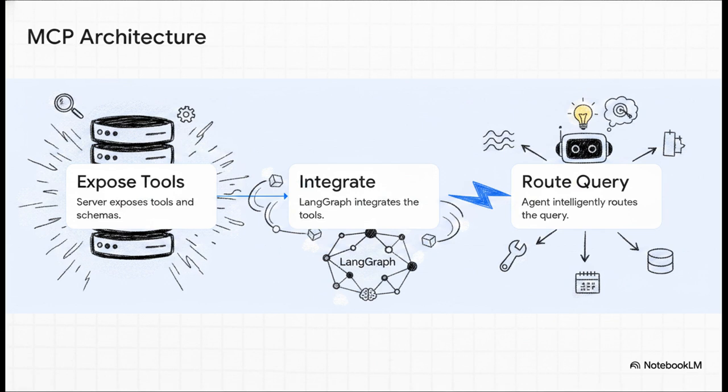And the reason this routing is so intelligent is that the AI actually understands the semantic context of your prompt. It's not just blindly firing off API calls. It reasons about what you're asking, checks the schemas of the available tools, and then makes a calculated decision on which tool to use and exactly what parameters to pass it.